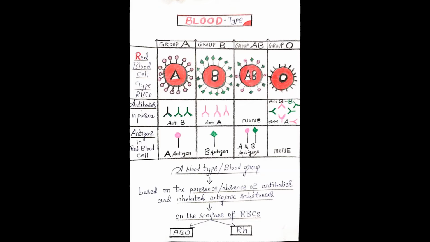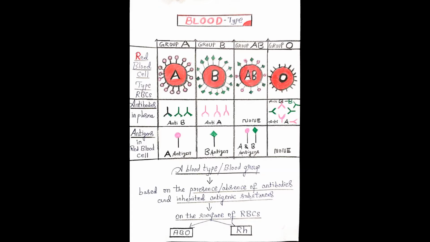Observe the first column. If your blood group is A, your red blood cell is surrounded by antigen A. If your blood group is B, your red blood cell is surrounded by antigen B. If blood group is AB, both the antigens, antigen A and antigen B, are present. If your blood group is O, there are no antigens. So now the question arises, what are antigens? Antigens may be protein, carbohydrate, glycoprotein, or glycolipid depending upon the blood group system.